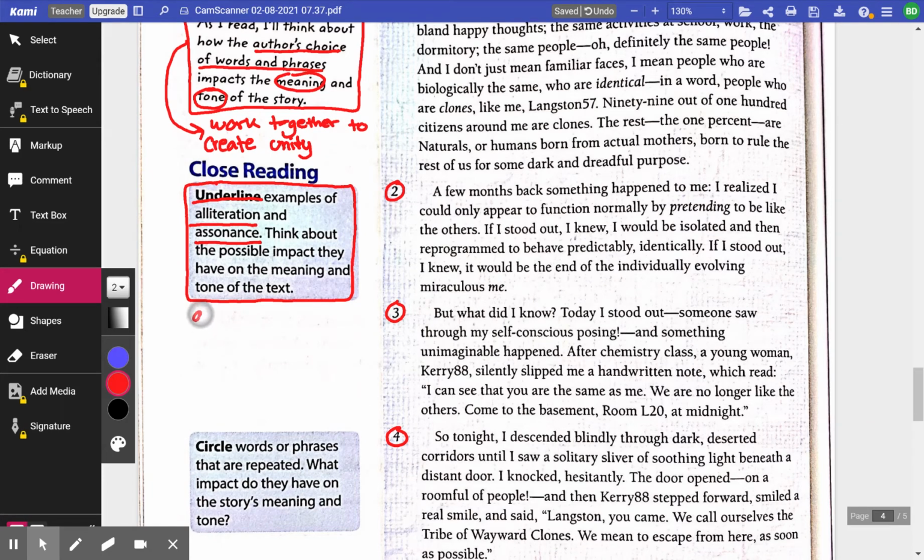So I'm going to make myself a note down here. Alliteration focuses on the repetition of consonant sounds. And we're also focusing on assonance here, which is the repetition of certain vowel sounds in words. Both of those are types of repetition. They're just focusing on sound repetition instead of word repetition. And both of those things are going to work together to create unity in meaning and tone.